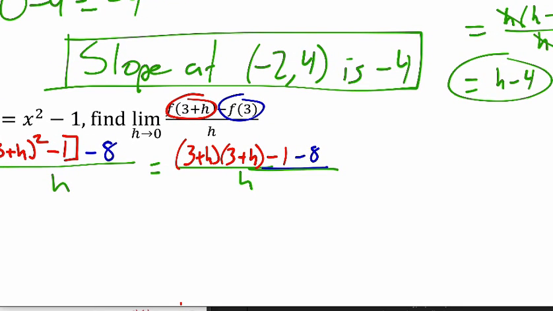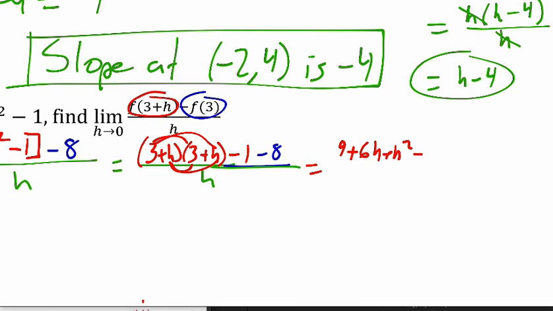Now let's go through and distribute that red group. So we got 3 times 3, which is 9. 3 times h is 3h, but then we're going to have another 3h. So we're going to have a total of 6h. Then we're going to have h times h, which gives us h squared. And then we still have that minus 1. And we still have that minus 8 that we got from the original blue group. All that divided by h still.